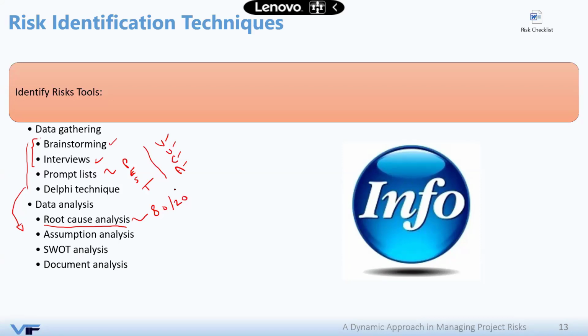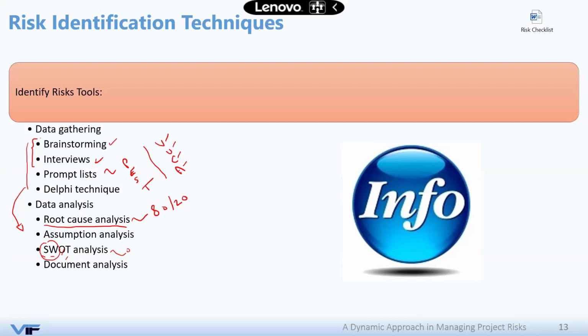SWOT analysis is the most famous acronym, of course, in management. SWOT stands for strengths and weaknesses, which basically are the internal risks to the organization, and opportunities and threats, which are basically the external threats. So we can use the SWOT analysis also to see if we have external or internal risks. Document reviews refer to any project document that you might have, such as the project charter, scope statement, even any contract, that you need to analyze in order to see if there are risks.